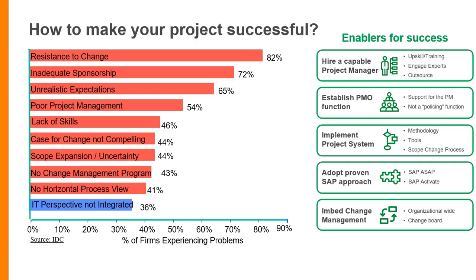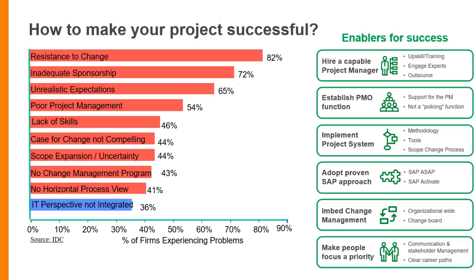Also, an enabler we want to introduce is that we make sure we embed change management. It has to be organization-wide, and it has to include a component called a change board. We need to make sure that nothing happens without everyone being aware, and we need to have change management both on the organizational level and through a change board that is responsible for anything that happens within the project. So, embedded change management.